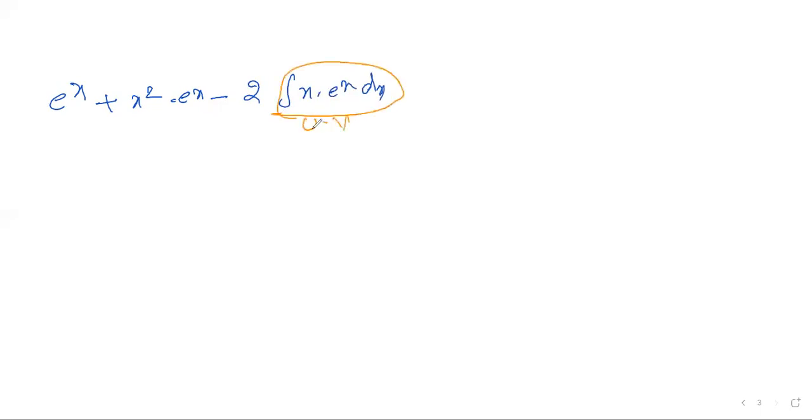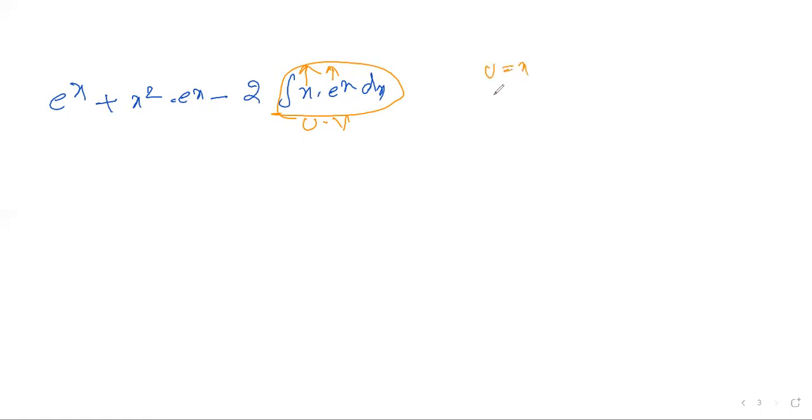So the integration, what value do we already have? We have an answer already: e power x is already available, plus x square into e power x minus 2 times the integral of x into e power x dx. So UV is done one time, then you go for the UV model another time. Again it is algebraic and exponential. You can take one as u and one as v.